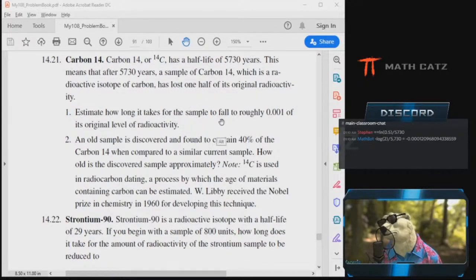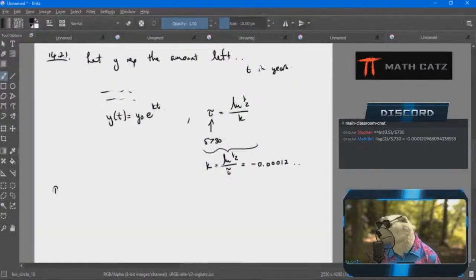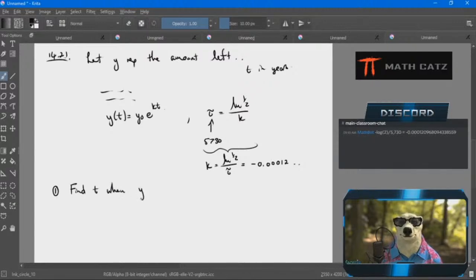How long would it take for a sample to fall to roughly 0.001 of its original level? So now for number one, we want to find t when my function is 0.001 of its original amount. So that means 0.001 of y0 is y0 e to the kt. And I know I have t. Sorry, I want t. I have k.